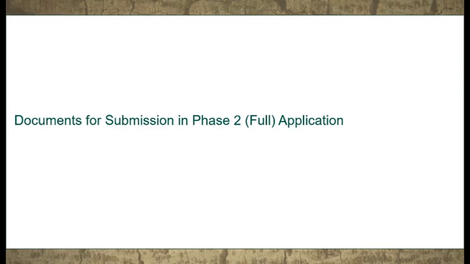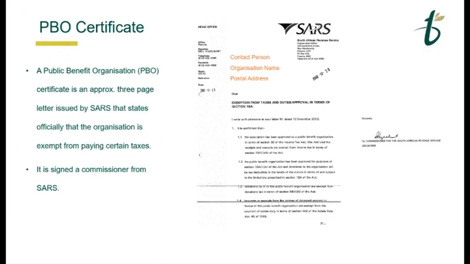The second phase of application is what we call the full application. The type of documents that are required for this phase are documents that verify the applicant's credentials and documents that verify and confirm the applicant's financial standing.